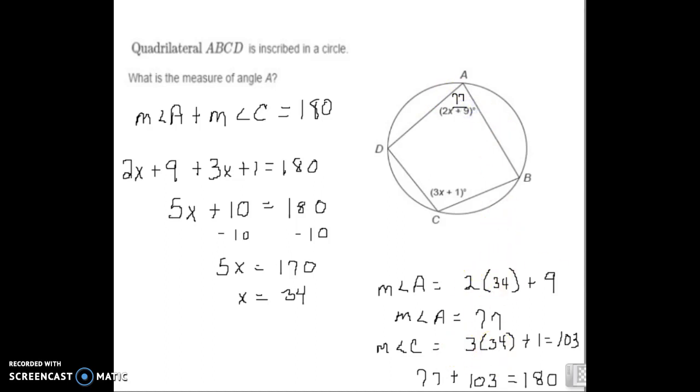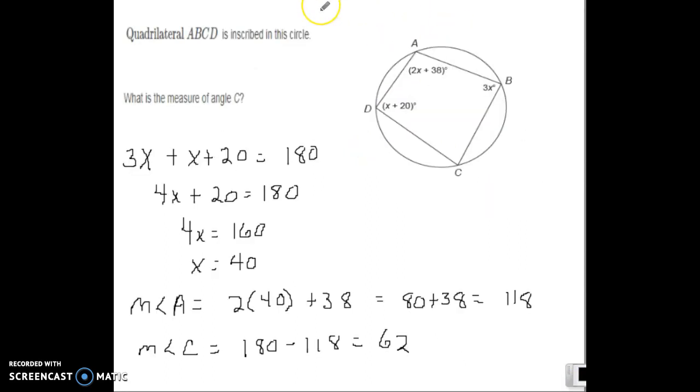And then you can double check yourself. Let's go ahead and find out what angle C would be. 3 times 34 plus 1 is 103. 77 plus 103 does equal 180. So we know we have done it correctly.